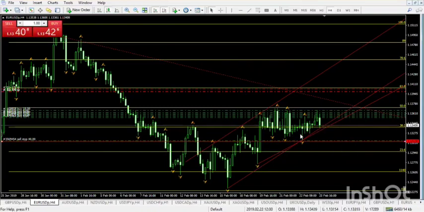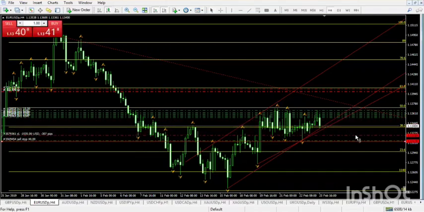So it broke the pivot, but it got rejected. But there's a possibility of retracement all the time. Yes, exactly. You see, when the price is stuck between the resistance and support, you have fluctuations. That is a dangerous zone.